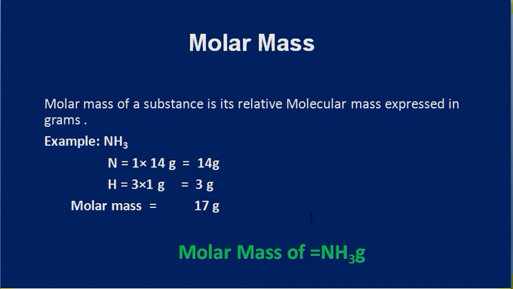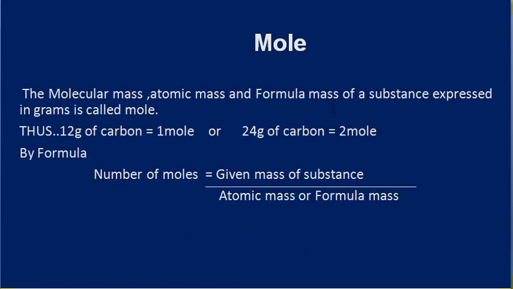So if we say the molar mass of ammonia, we say it is 17 gram. And if we say the molecular mass of ammonia, we will say 17 AMU. What do we say? 17 AMU.